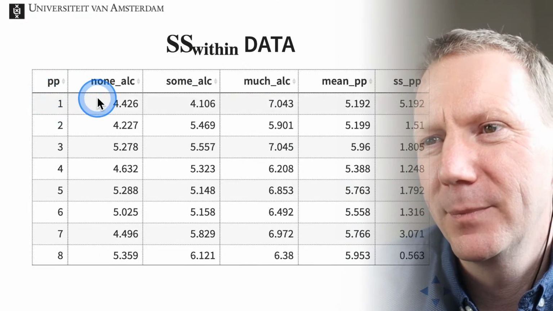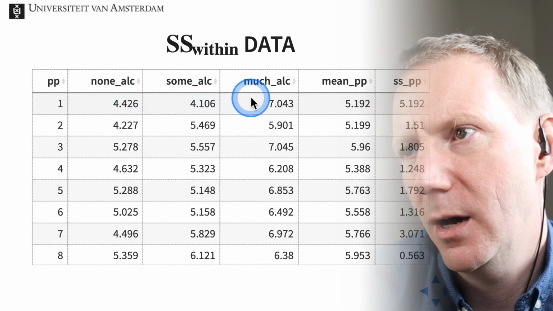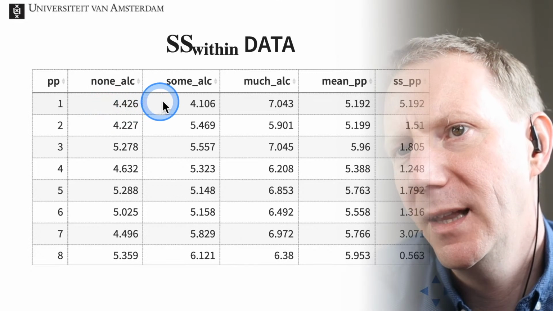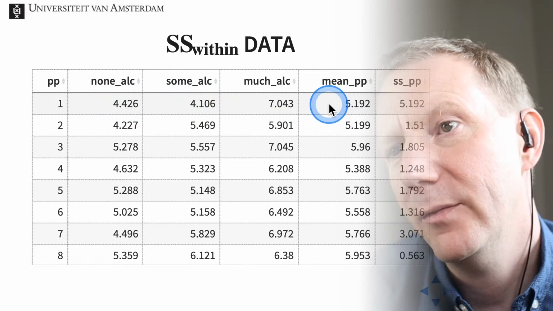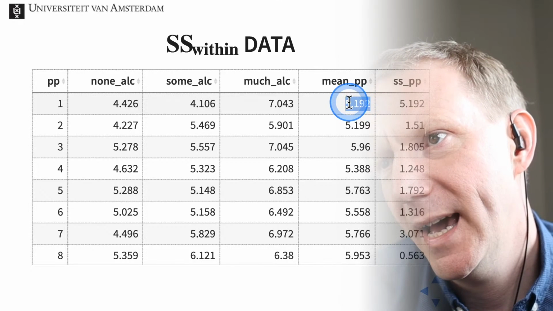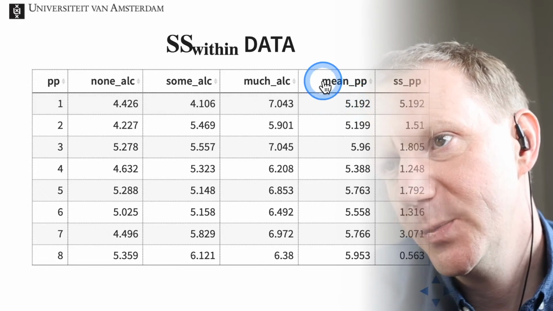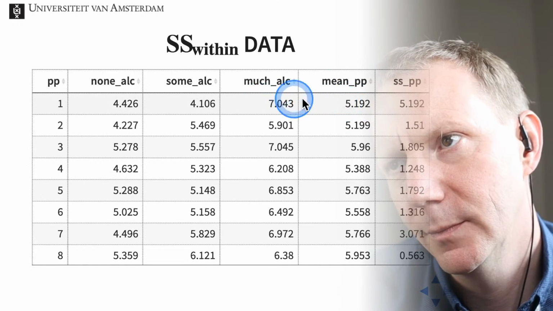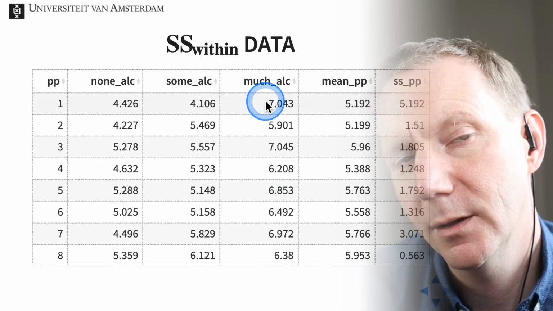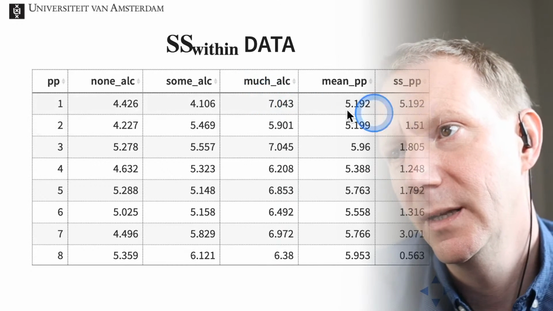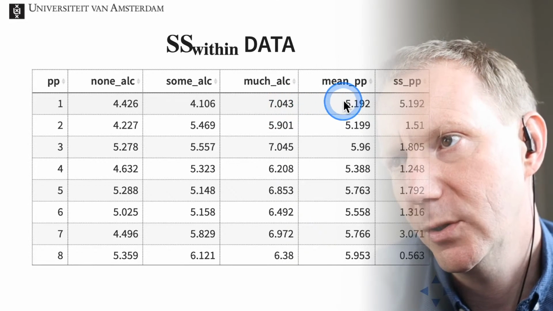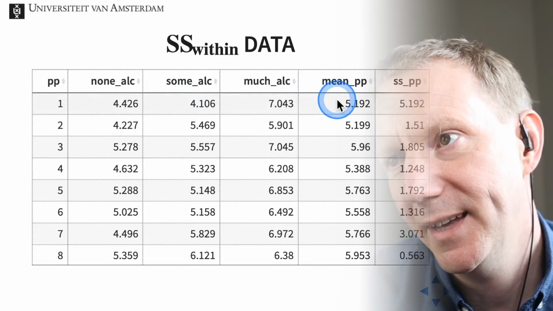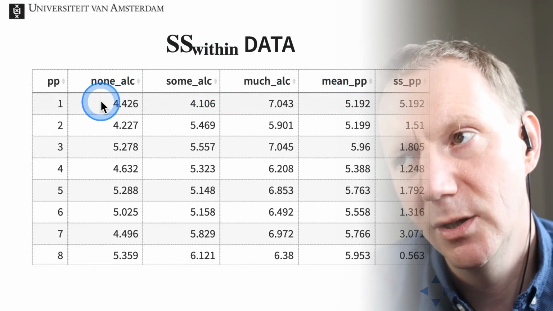So we have scores for each individual on the levels of the independent variable. We have a mean for this individual, and we could look at the difference between the mean for this individual and its actual score on the condition where he has a lot of alcohol. So you could look at that deviation, but you could also look at the deviation of the mean with the some alcohol condition and the mean compared to the no alcohol condition.